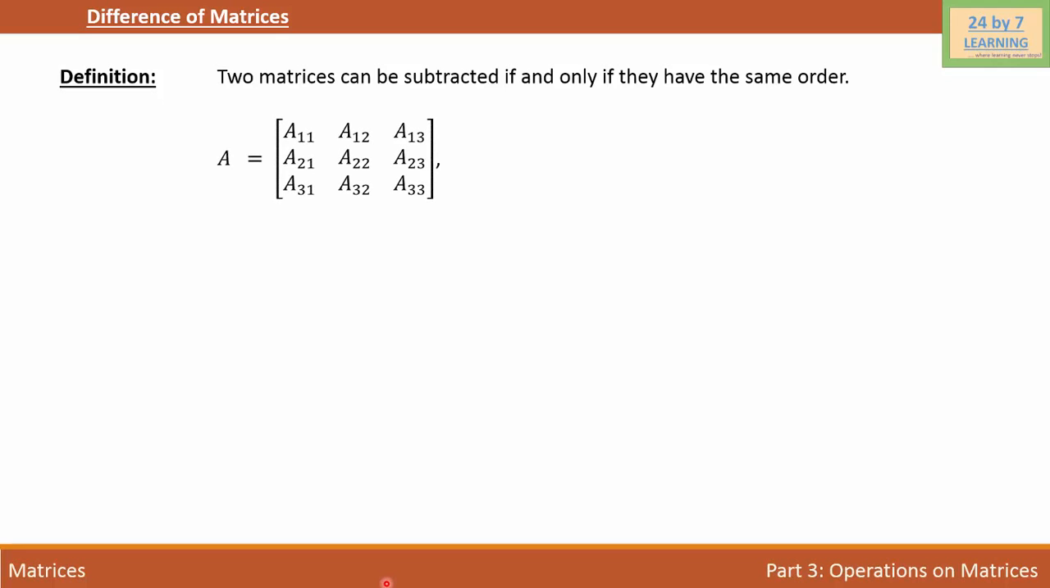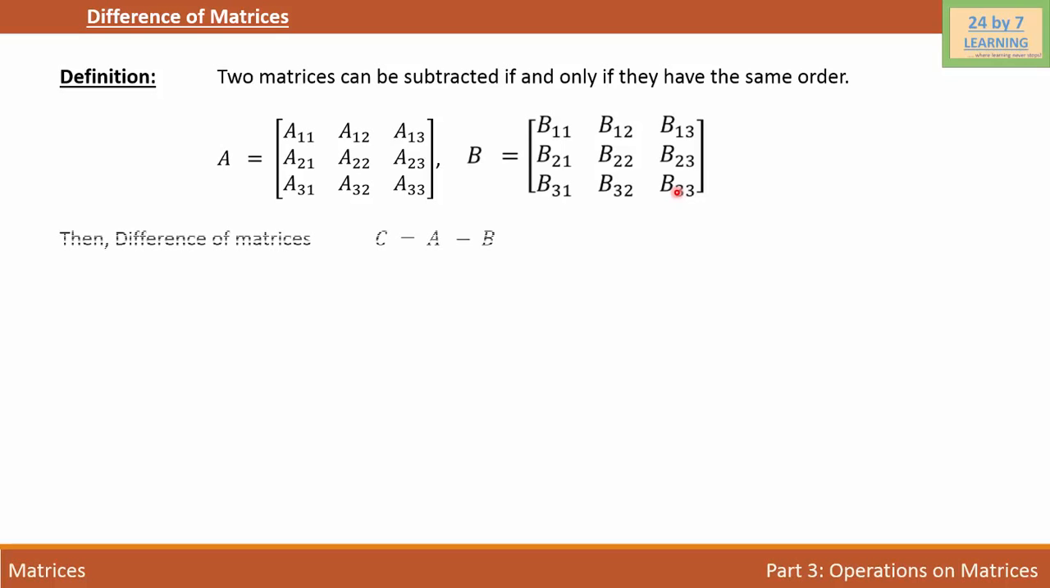So, let's consider matrix A, which is A11, A12, A13, all the way to A33. And let's consider another matrix B with elements B11, B12, B13, all the way to B33. If we want to subtract these two matrices, then the resultant matrix will be C equals matrix A minus matrix B. Now, let's substitute the value of matrix A from here and the value of matrix B from here.